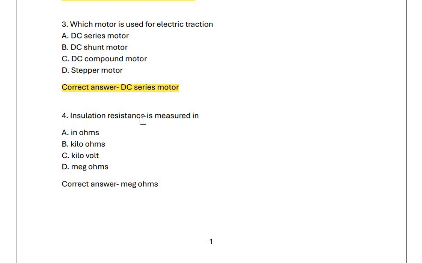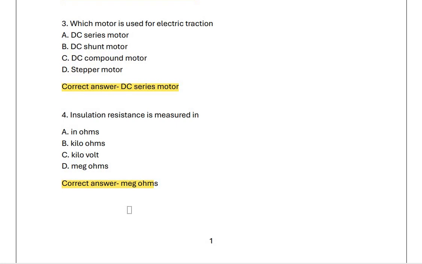4. Insulation resistance is measured in A. ohms, B. kilo ohms, C. kilovolt, D. megohms. Correct answer: megohms.